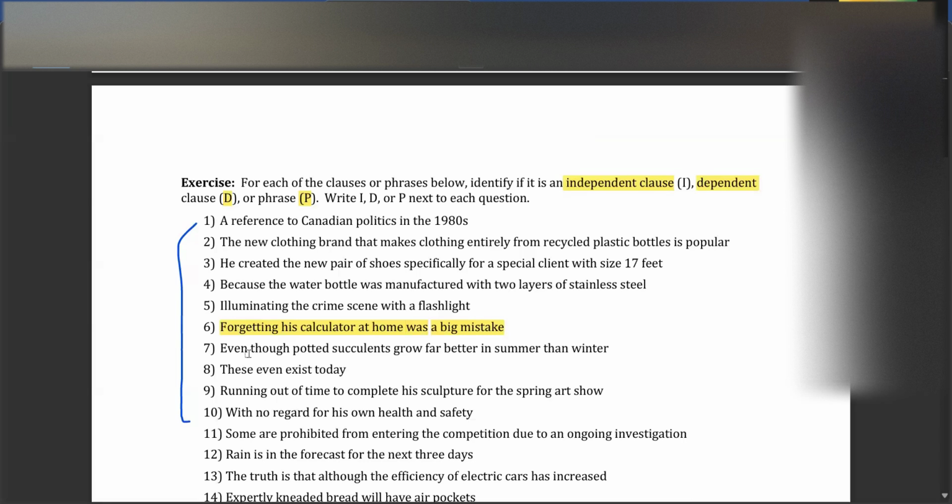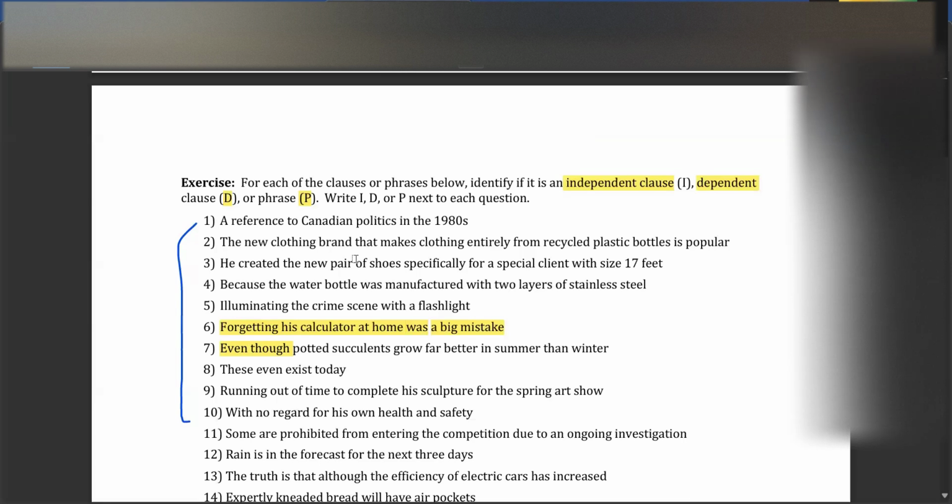Type number 7: is dependent. Why? Because when you see this, it's immediately a dependent clause. We need another part of the sentence to complete the meaning. Okay?